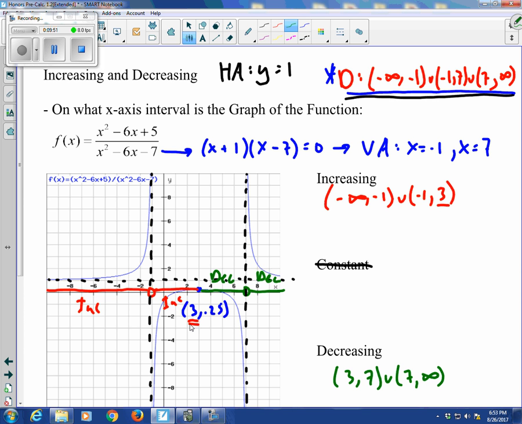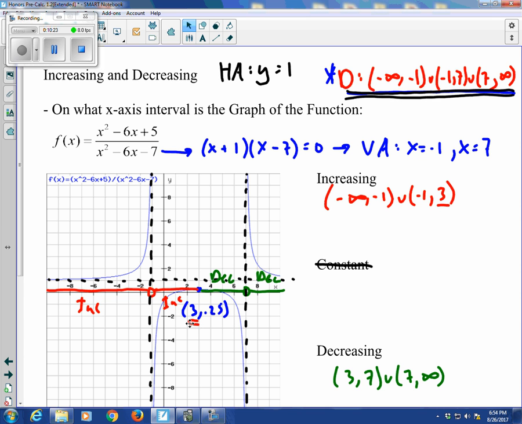Next, we can see that after we hit that local max, we're decreasing, we're going down. And right here, we go down into that second vertical asymptote. And then after that second vertical asymptote at 7, we continue to decrease into that horizontal asymptote. And so we'd say that we are decreasing on the second interval of the domain from 3 to 7, union with 7 to +infinity. So again, what you want to remember here is that we're talking about x-axis intervals. So really what we can think is we're breaking the domain up into intervals of increasing and decreasing.